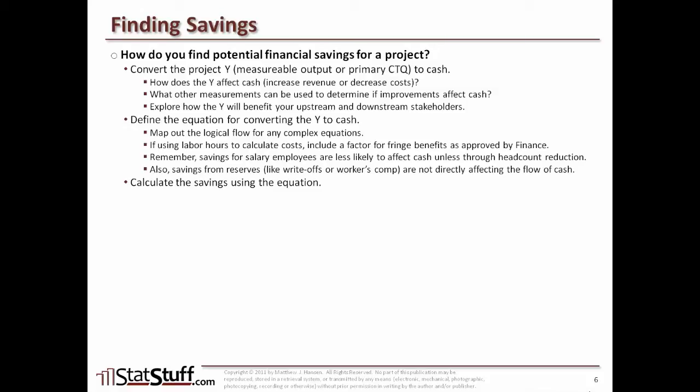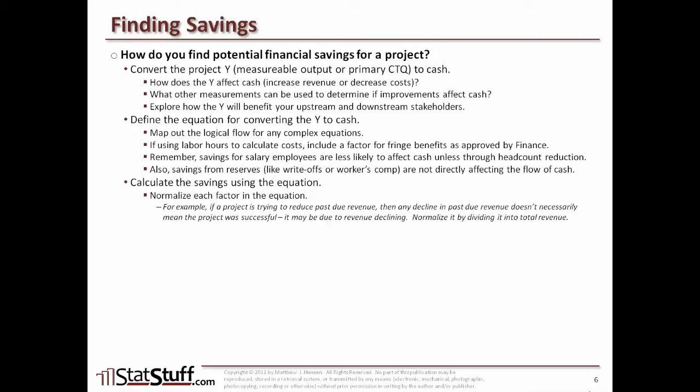I'd recommend normalizing each factor that you're using in the equation. So what I mean is, for example, if you're using a project where you're trying to reduce the past due revenue, that is the revenue that is past due where the customer is not paying you timely, and you see some reduction over time, you might think, hey, that's great. But for all you know, the revenue is also declining too.